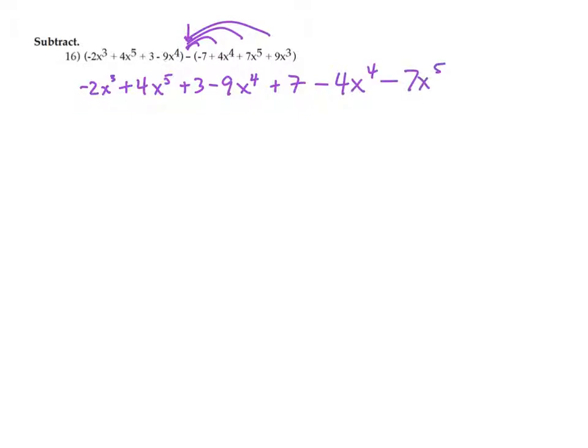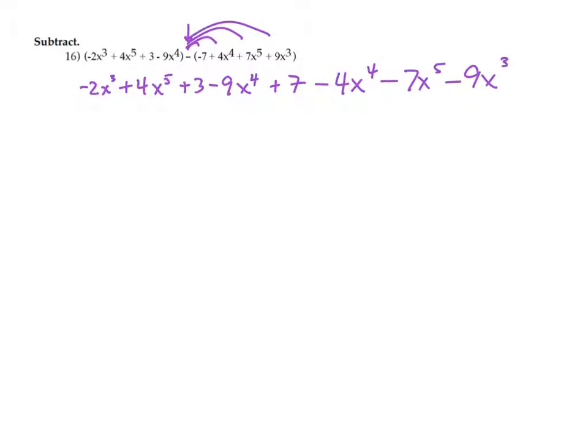However, if it's a subtraction, that's a dirty, rotten, filthy, stinking negative. So the first thing I need to do is deal with that. I can drop the brackets of the first expression, plus 3 minus 9x to the fourth. But now I need to apply that negative to every term in the second bracket. So the negative 7 is going to change to a positive 7. Positive 4x fourth is going to be negative 4x to the fourth. Negative 7x to the fifth, and negative 9x cubed.